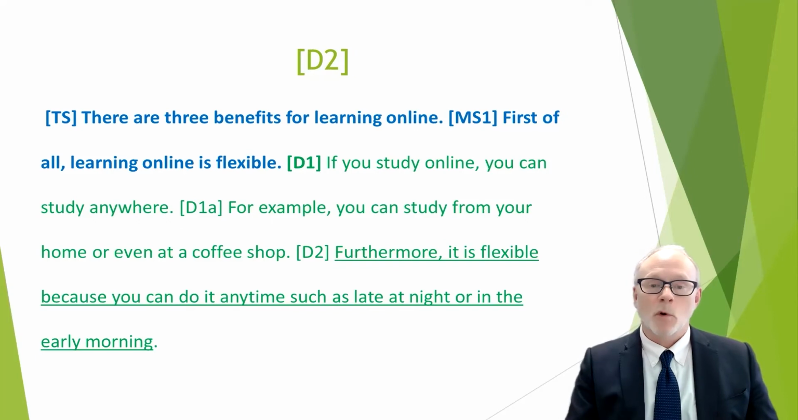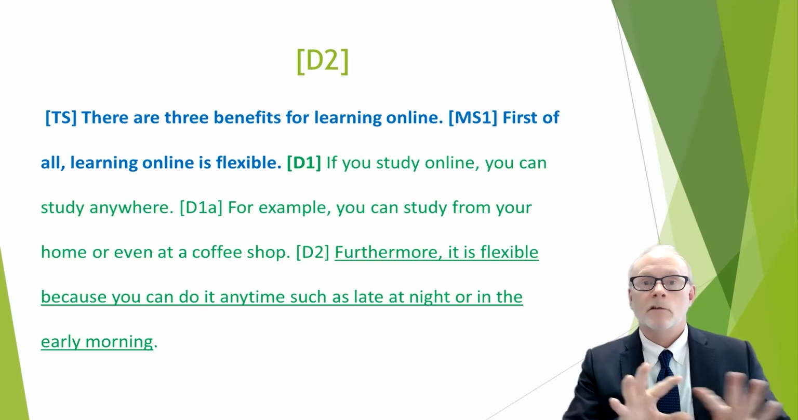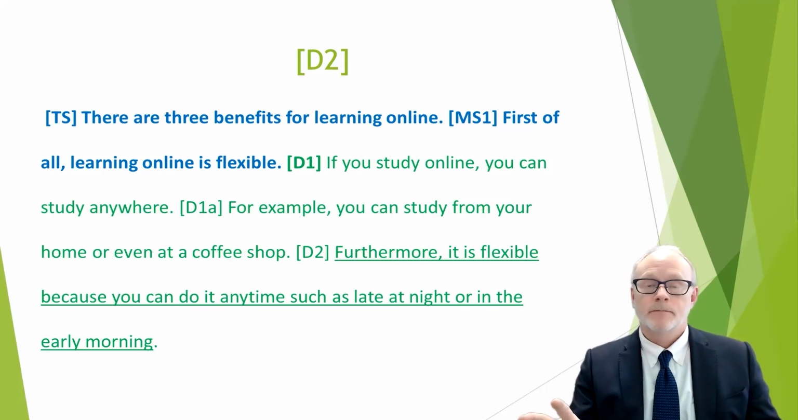So we have furthermore, it is flexible because you can do it anytime, such as late at night or in the early morning. So D1 is study anywhere, and D2 is do it anytime. So anywhere and time. So those are different, but they are both connected to the MS1. Learning online is flexible. Okay, so that's what's happening so far.